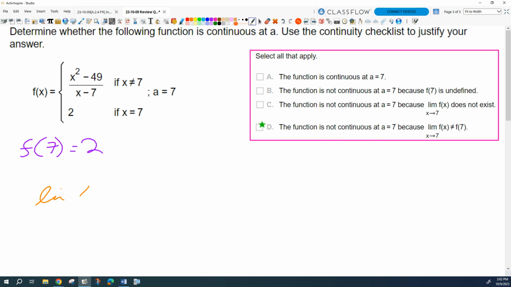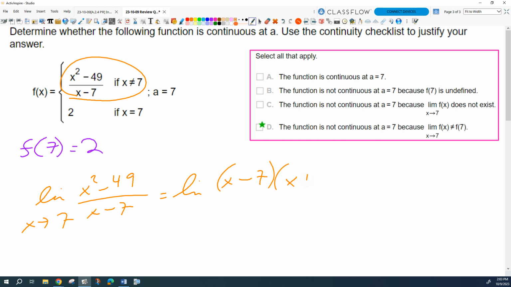of f of x as x approaches 7 but is not equal to 7, right? That would be this part up here, wouldn't it? What's that equal to? Well, that's equal to the limit of, I could factor the top, and that's x minus 7 times x plus 7 over x minus 7. Look what happens. Those cancel. So if I take my limit, I end up getting 7 plus 7 is 14.